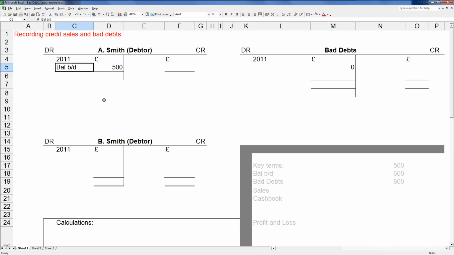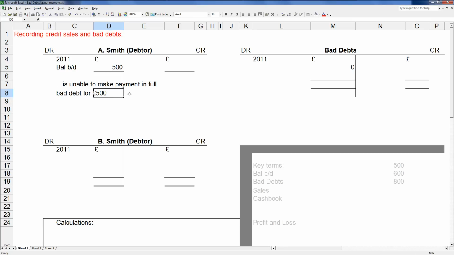So let's say some kind of narrative: A Smith tells the business he is unable to make payment in full, so he can't pay any money. Then straight away, if he can't pay, in accounting standards we must write off the debt. So this will be a bad debt for £500. It's the full amount because he can't pay anything, and he hasn't indicated he could pay some money.